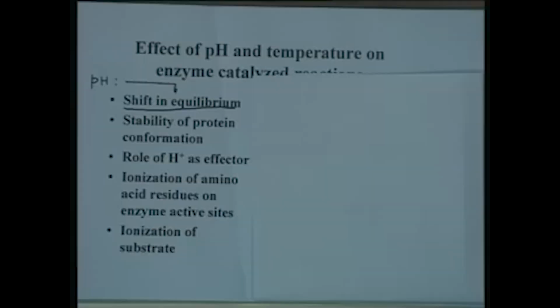The last effect is due to ionization of substrate. Although many of the substrates used in enzyme reactions may be neutral, like ethanol or any other non-ionizable substrate, many of them also contain a carboxylic group, hydroxyl group or amino group, and they will all ionize. Depending upon the ionization state of the substrate which is accepted by the enzyme at the binding site, the fraction of the substrate which will get bound will determine the pH effects, and essentially the ionization of substrate will influence the Km value of the enzyme.